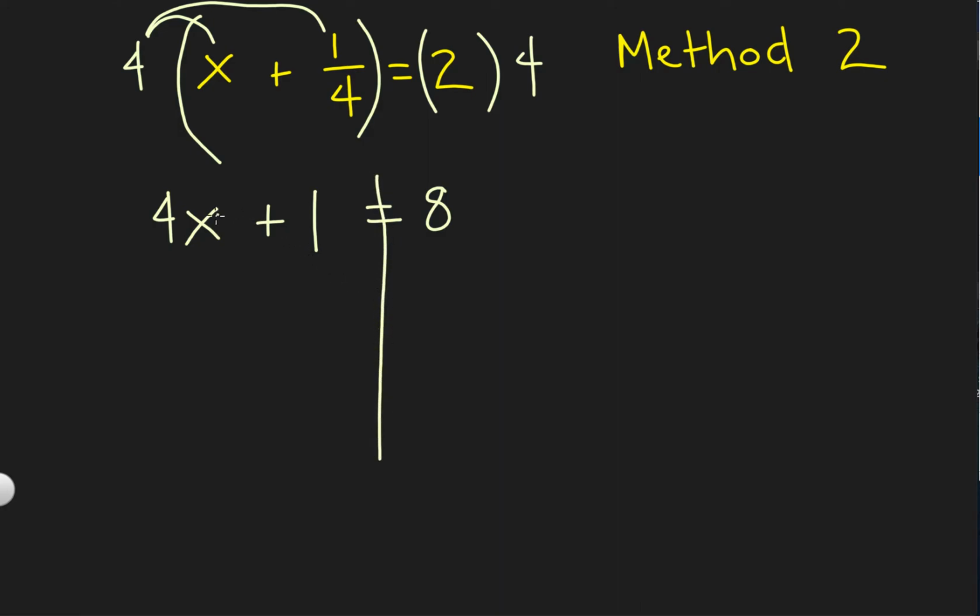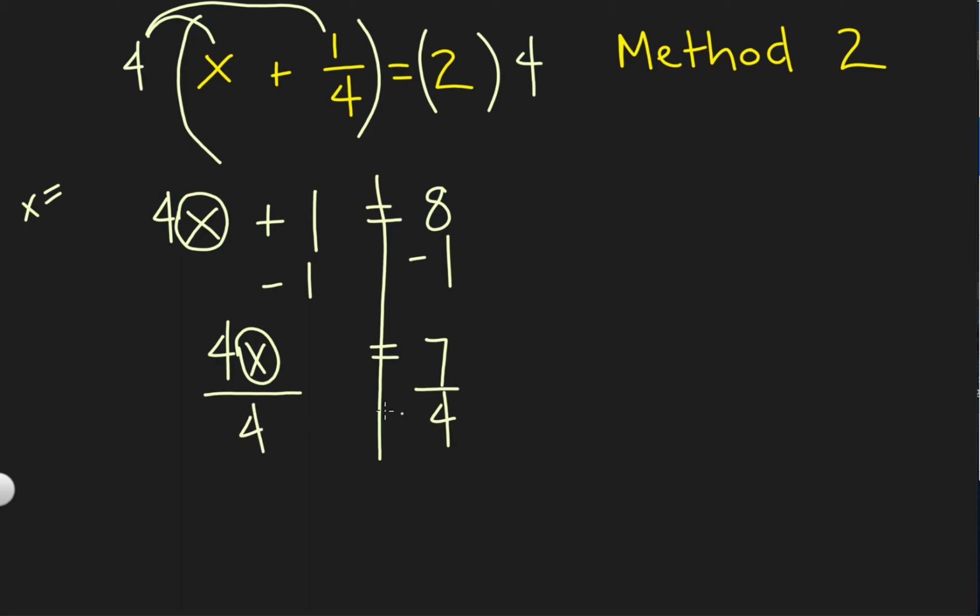So following our steps, we're going to identify what it is we're trying to do. That's getting the x by itself. So I need to move the 1 and I need to move the 4. I'm going to move the plus 1 first. I move a plus 1 by subtracting by 1. This leaves me 4x is equal to 7. And now we have a one-step equation. What's happening to the x is multiply by 4. The opposite of times 4 is divide by 4. And that leaves us with x is equal to 7 over 4.